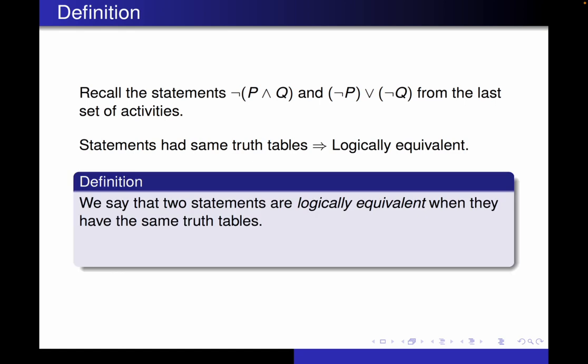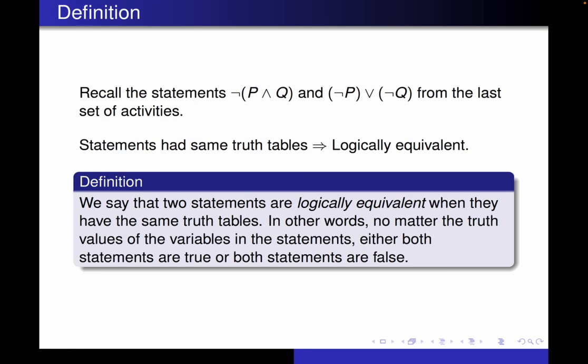So our definition of logical equivalence is we say that two statements are logically equivalent when they have the same truth tables. Another way of saying the same thing is that no matter what the truth values of the variables in the statements, either both statements are true or both statements are false. There is no situation in which one of the statements is true and the other is false.